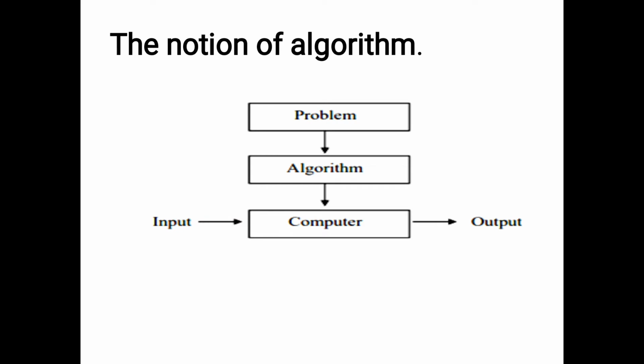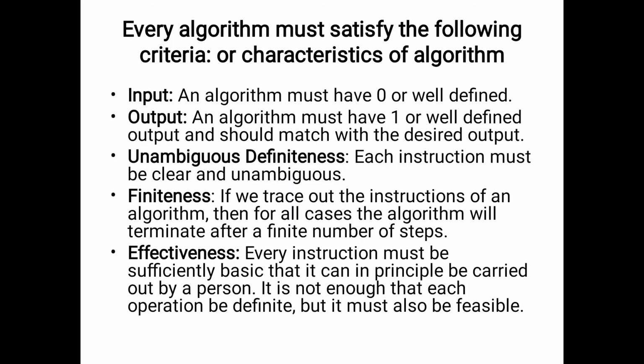First of all, we take one problem. That problem we have to solve, and we write the steps in a stepwise manner. Writing it stepwise is the algorithm. Next, from the algorithm we write a program. We give input to the computer and we get the output. This is one of the notations of the algorithm. Next we will see the characteristics of the algorithm.